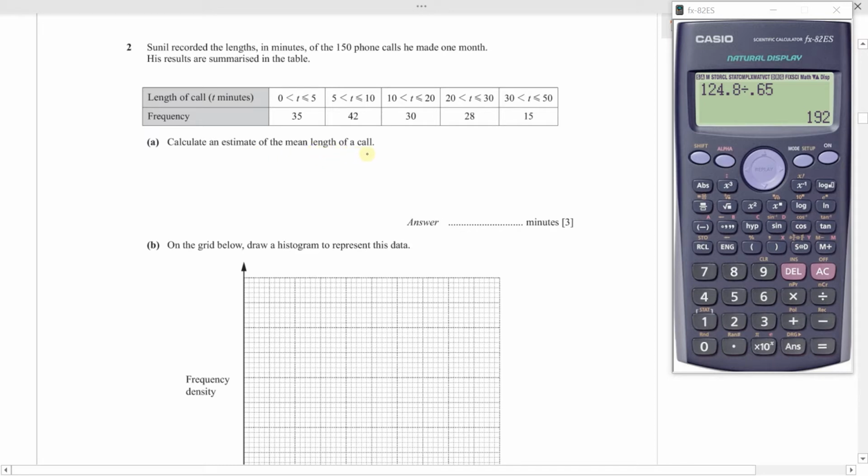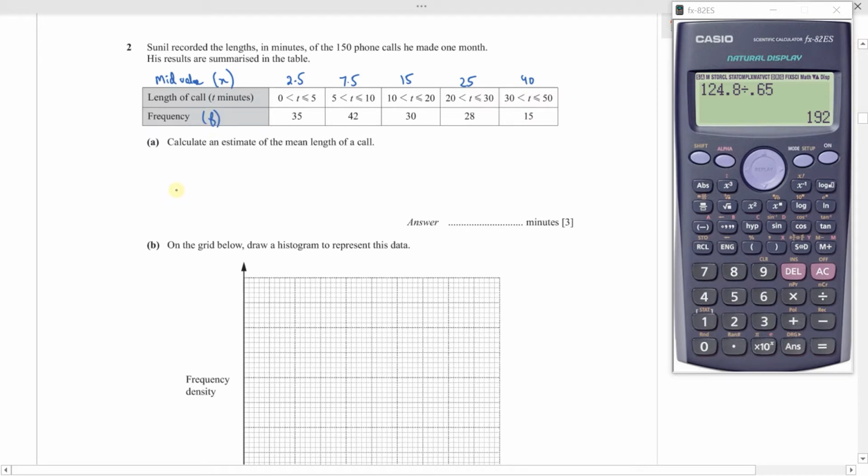So to calculate the mean length, since these are class intervals, 0 to 5, 5 to 10, I will need to find the mid values of these intervals. So let me write down another row for the mid value, x. Here the mid value will be 0 plus 5 divided by 2, which is 2.5. Here the mid value will be 7.5. Here it will be 15. This one will be 25. This is 40. And this is the frequency f.